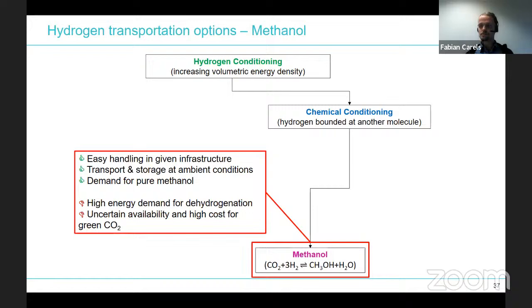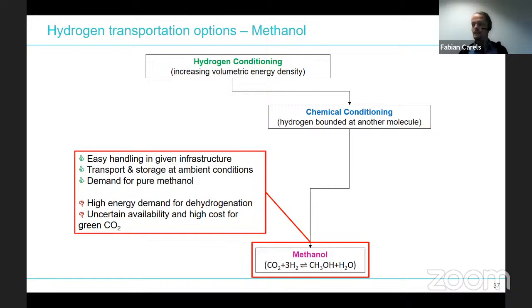The methanol can be transported in given infrastructures. So, for example, there are already methanol tankers available on the market, and it's also not very, very difficult to adapt existing crude oil tankers for methanol transportation. We can also do the transportation and storage at ambient conditions. And as I mentioned, methanol is a base chemical for the industry. Therefore, there's already a pure methanol demand existing, which can be fulfilled, comparable to ammonia.